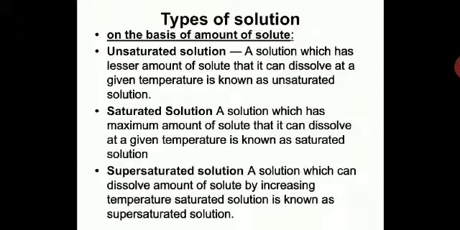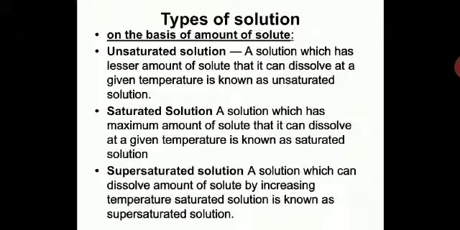And then the saturation point, I have already discussed. A solution which has the maximum amount of solute that it can dissolve at a given temperature is known as a saturated solution. So now we have seen the solubility example of potassium nitrate. 62 grams of potassium nitrate can dissolve in 100 grams of water at 313 K. That is a saturated solution. That is the solubility, the maximum amount of solute which you can dissolve in water at a given temperature. Okay, so saturated solution is just discussed.